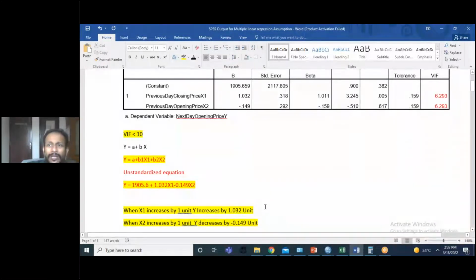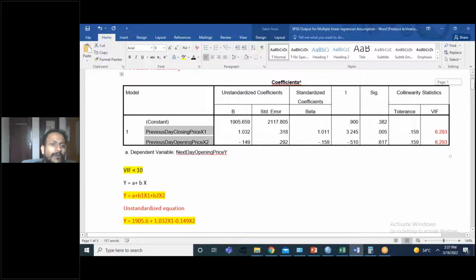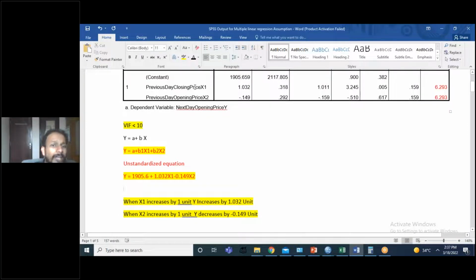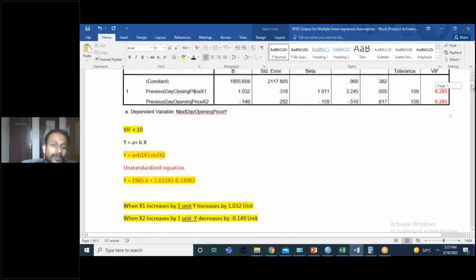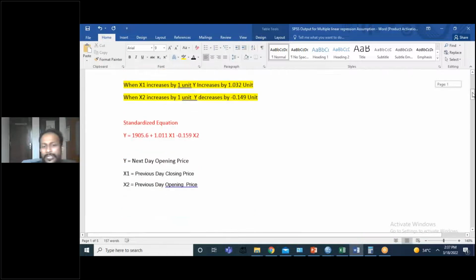We can easily come to the conclusion that x1 is having a higher impact on y. So what is the conclusion? Now we have a choice: do we consider the previous day opening price or the previous day closing price to predict the next day opening price? Our research says that we have to give more importance to the previous day closing price compared to the previous day opening price, because the strength of the impact is very high as per the unstandardized as well as the standardized regression equation.